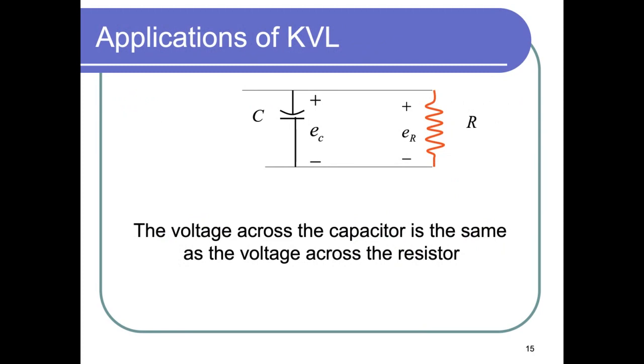An application of KVL is that the voltage across a capacitor is the same as the voltage across the resistor in parallel. Why? Because if I take a loop here, then minus EC plus ER is zero. So it must be that ER is equal to EC. This is why voltages in parallel are equal. And this is also why currents of elements in series are equal. It's due to using KVL and KCL.